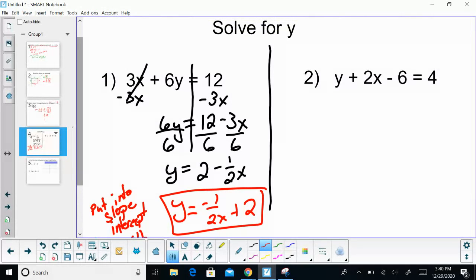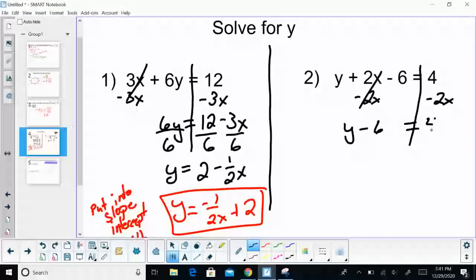Let's try another one. What's over here with the y I need to get rid of? Well, the 2x and the 6. So which one do we want to do first? It doesn't really matter. We just have to pick. So let's go ahead and move the 2x. So that would cancel. And I've got y minus 6 equals, and can I combine these? Are these like terms? Nope, this doesn't have an x, so it's not a like term.